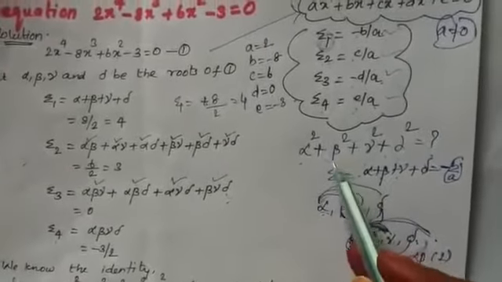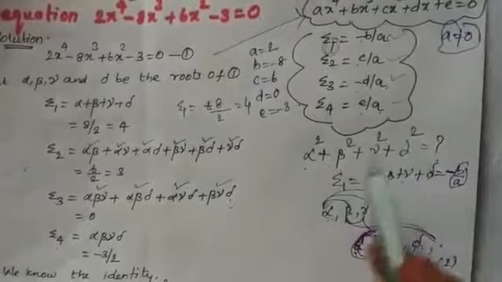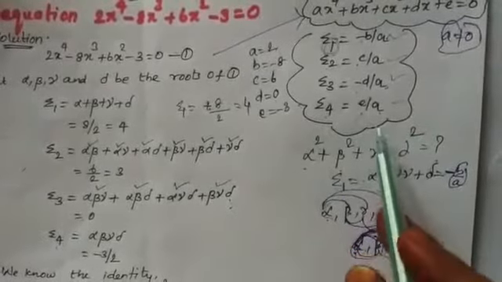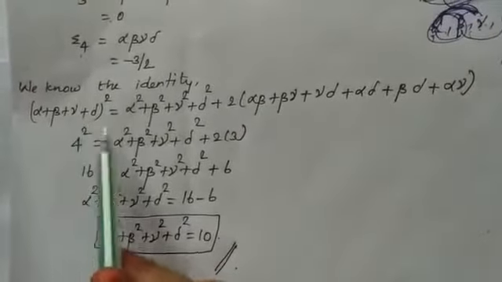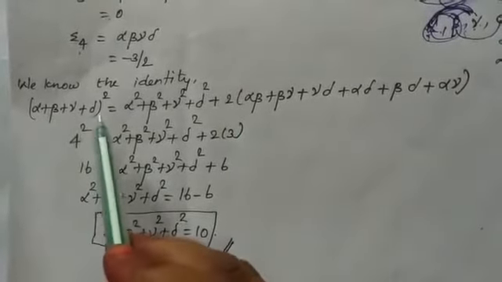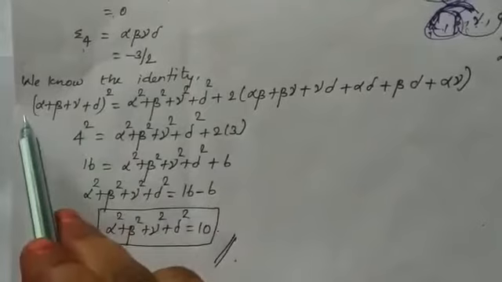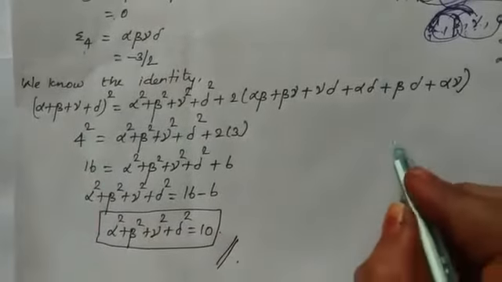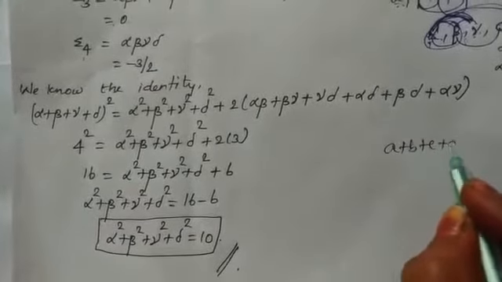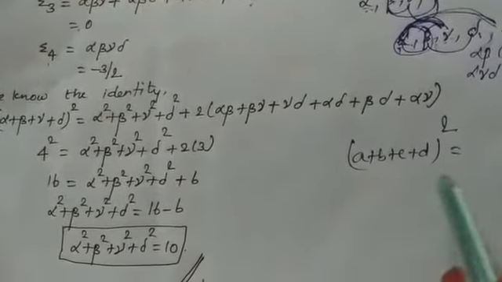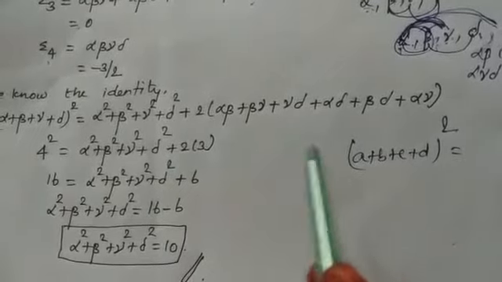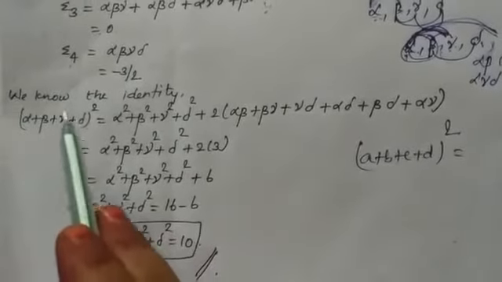Actually we have to find out the sum of the squares of all the roots. So we have to find out this. In a lower class we have studied the identity: listen, alpha plus beta plus gamma plus delta the whole square. Just don't blink. We have studied the identity in terms of A, B, C, D. For problem convenience, I have named them alpha, beta, gamma, delta. If you have a confusion, you learn with this A plus B plus C plus D the whole square.